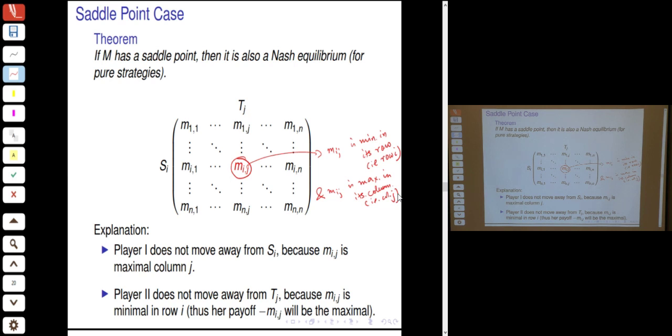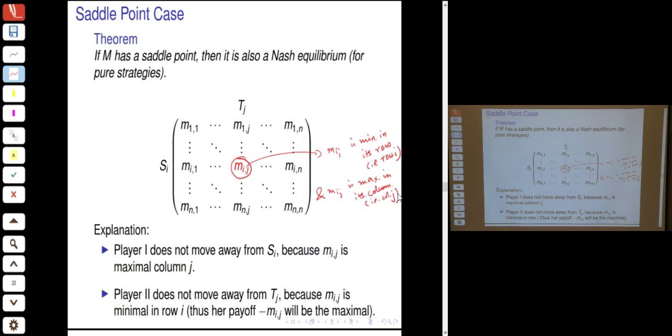Now, let's study whether Mij being a saddle point should imply that Mij is a Nash equilibrium. What is a Nash equilibrium? A Nash equilibrium is a strategy profile, and we are talking about pure strategies here. So it's a pair of strategies, one employed by player 1, the other by player 2, such that no player has any incentive to move away from this strategy. If the other player stays put in the current strategy, then the first player doesn't have any motivation for changing his strategy. That's what a Nash equilibrium is, right?